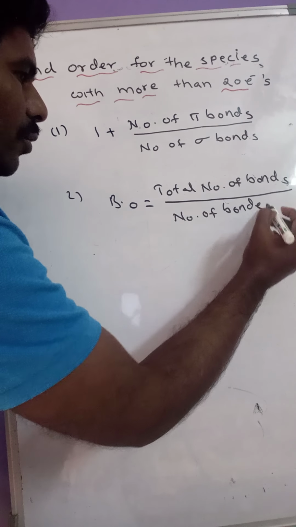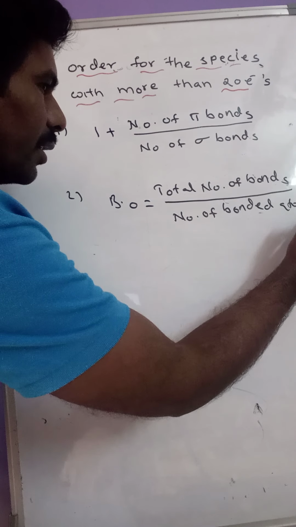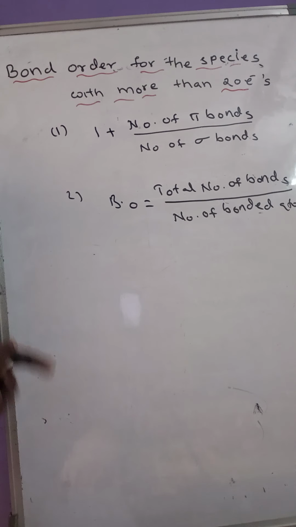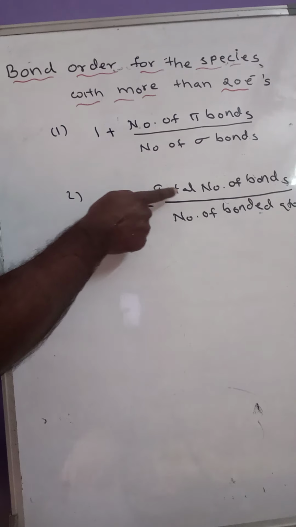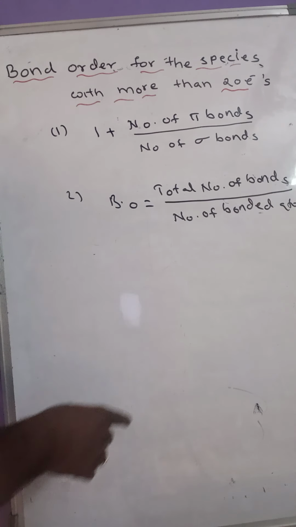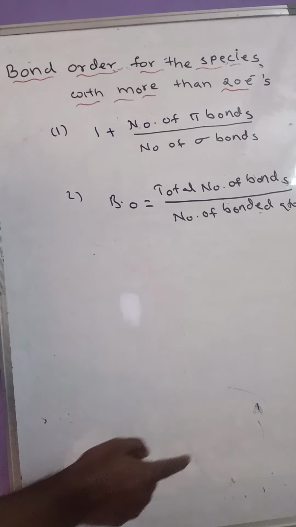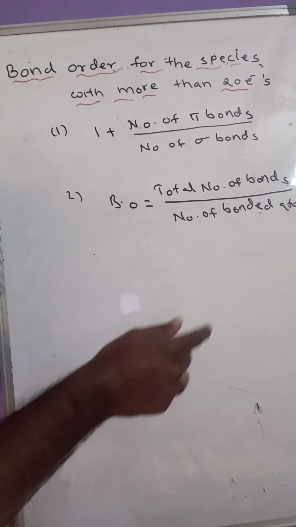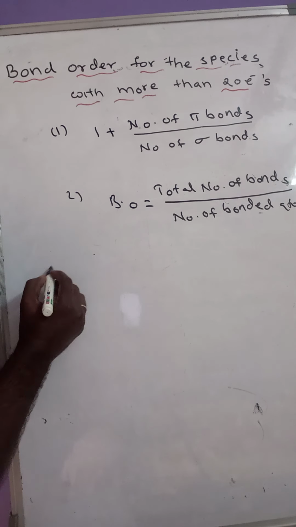Okay, students, here except the central atom, the remaining bonded atoms we have to count. So the second formula for bond order is the total number of bonds present in the species divided by the number of bonded atoms except the central atom. You should consider the number of bonded atoms. Let us see one example here.